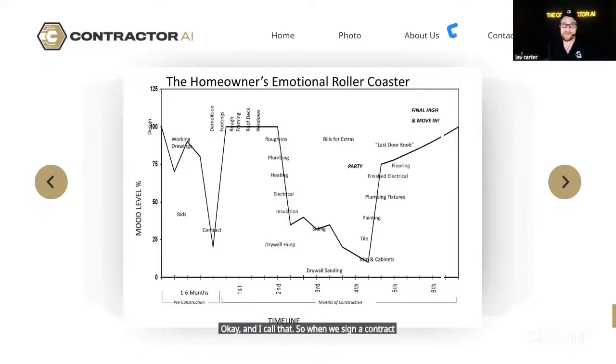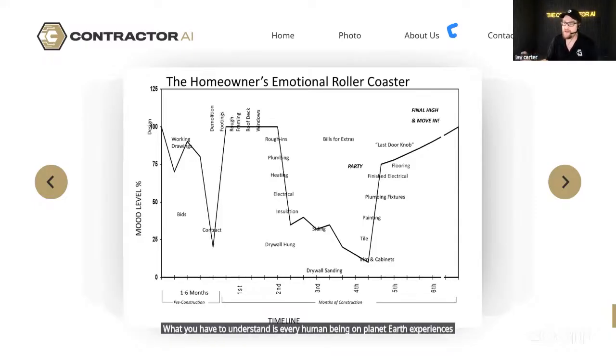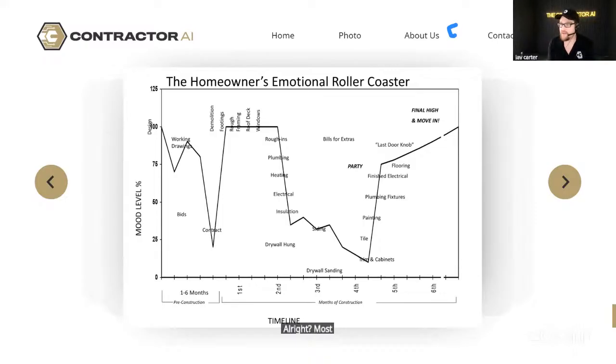So when we sign a contract, as you can see here, that is an emotional low for a lot of people. By the time the work actually starts, we get into footings, rough in, framing. That is about the emotional high, right through to windows. And that's the window we have to get the most amount of collections done while there's still natural goodwill. It's not that you're doing anything wrong to upset your customer. What you have to understand is every human being on planet Earth experiences change in a pretty similar way. So when we're working at someone's home, especially building a house, the change curve is pretty predictable. Most of you can probably identify with some of this.